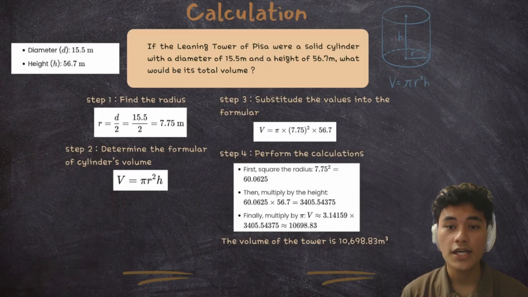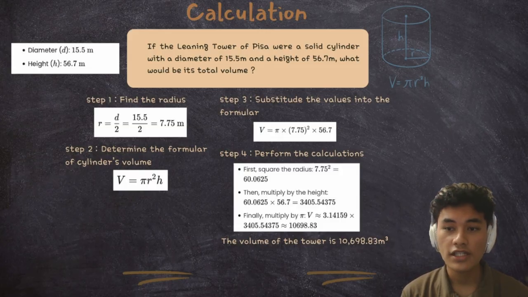Second step is, you need to determine the formula of the cylinder's volume. V equals pi r squared h, where h is for height. Third step is, you need to fill in the values you get into the formula. V equals pi multiplied by 7.75 squared multiplied by 56.7. Last step is, you need to perform the calculation.